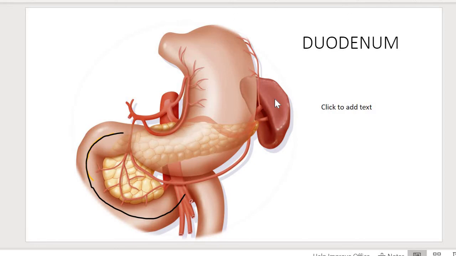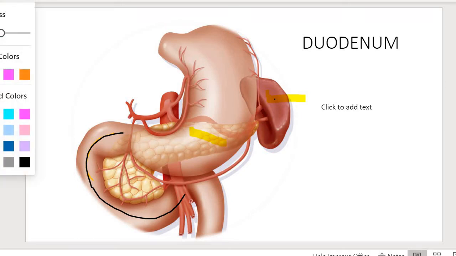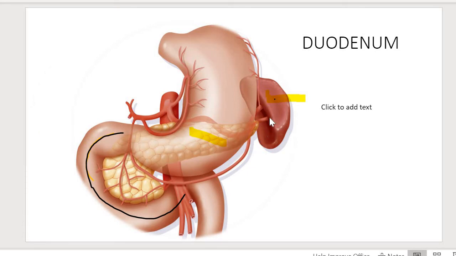Now, here you can see this is the liver. Wait, I will show you in a better way. This part is liver, this one, and this is pancreas. So, chemicals will secrete from pancreas, chemicals will secrete from liver also. Ye dekhiye, liver se aayenge, plus pancreas se, then they enter into duodenum, and then digestion takes place in duodenum. So, duodenum contains enzymes which are secreted from pancreas.